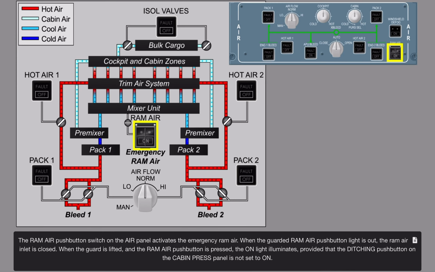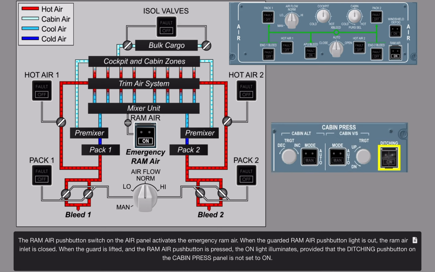The Ram Air push button switch on the air panel activates the emergency Ram Air. When the guarded Ram Air push button light is out, the Ram Air inlet is closed. When the guard is lifted and the Ram Air push button is pressed, the on light illuminates, provided that the ditching push button on the cabin pressure panel is not set to on.